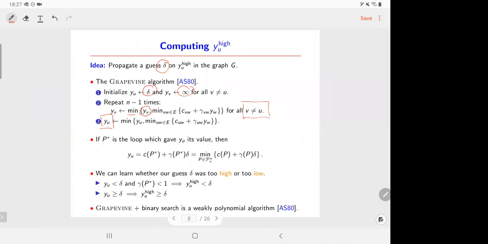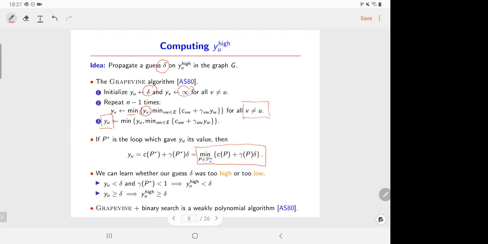Right. So let P star be the loop that gave YU its value after running the grapevine algorithm. Then it is not hard to see that YU is exactly equal to the minimum of this quantity, just from the updating operation.